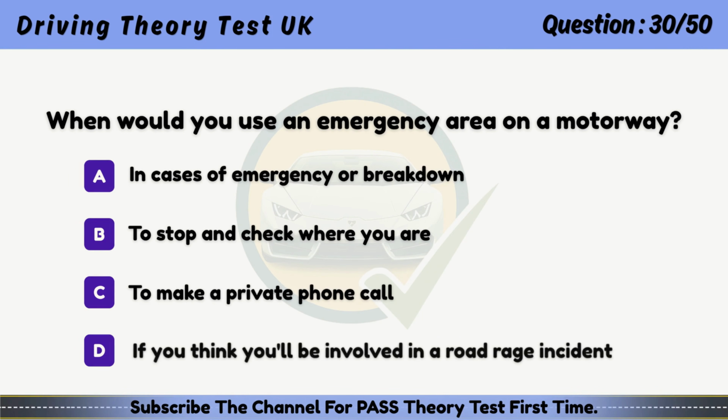Question 30. When would you use an emergency area on a motorway? Option A. In cases of emergency or breakdown. B. To stop and check where you are. C. To make a private phone call. D. If you think you'll be involved in a road rage incident.